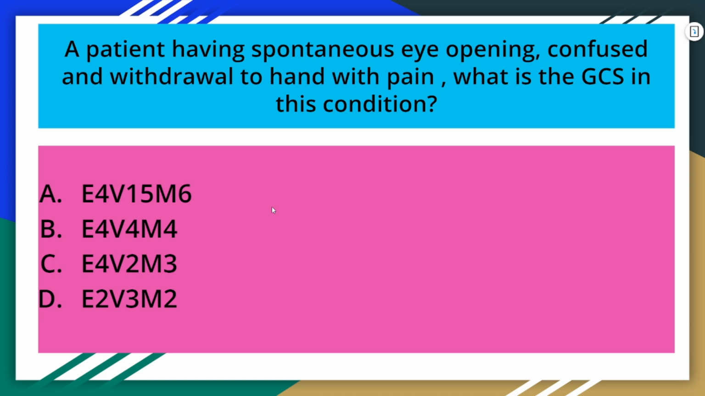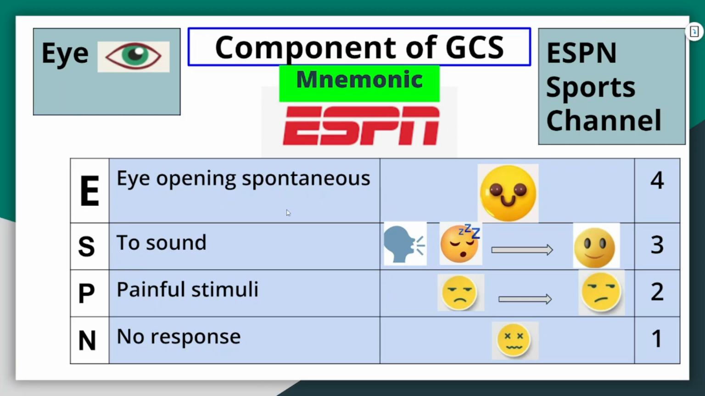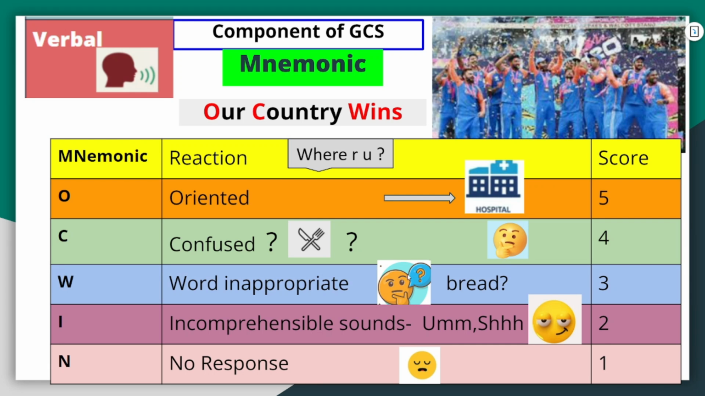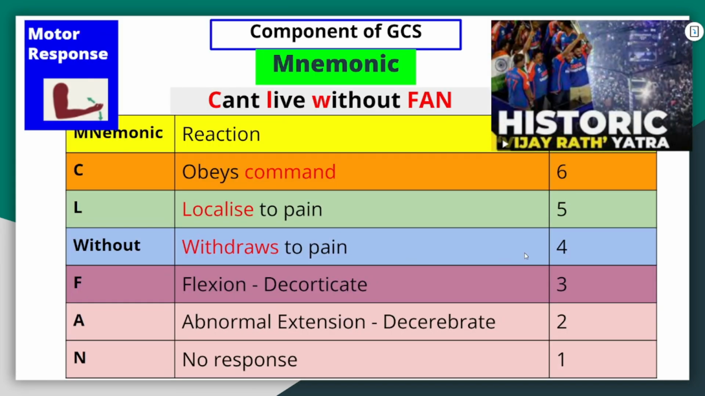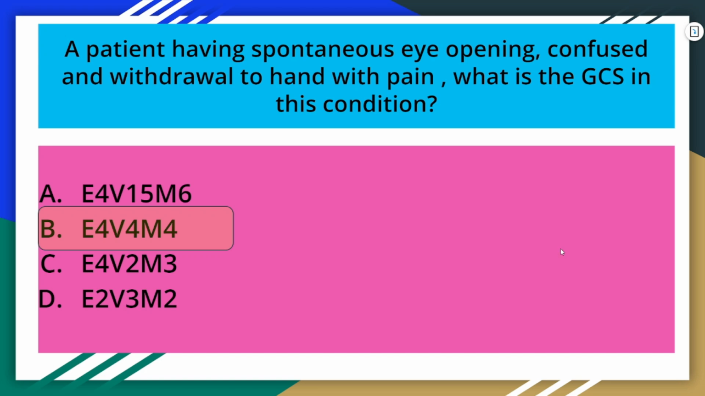A patient has spontaneous eye opening, is confused, and withdraws the hand to pain. What is the GCS in this condition? Spontaneous eye opening is labeled as 4, so it is E4. The patient is confused, so it is also labeled as 4, so V4. And there is withdrawal to pain, so it is also labeled as 4, M4. So the correct answer is E4, V4, and M4.